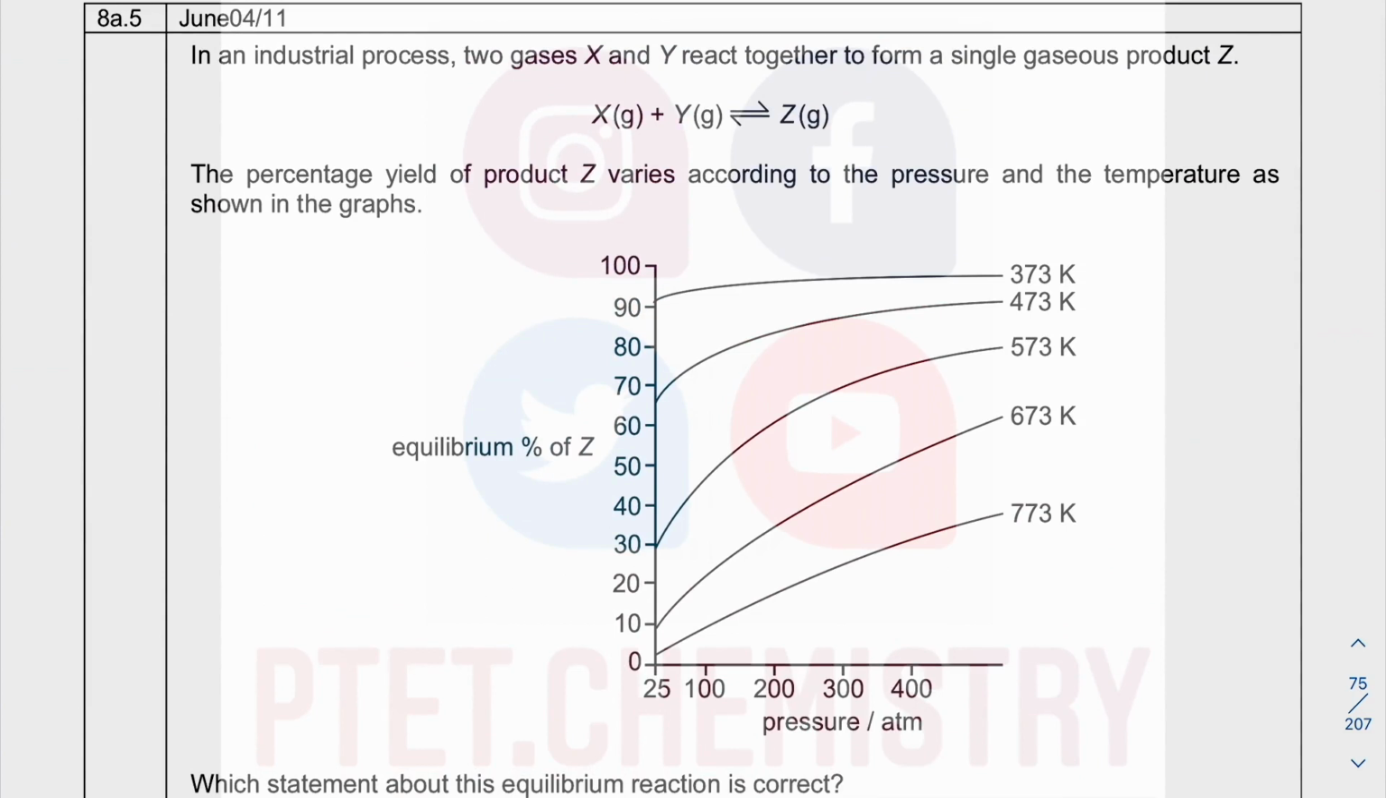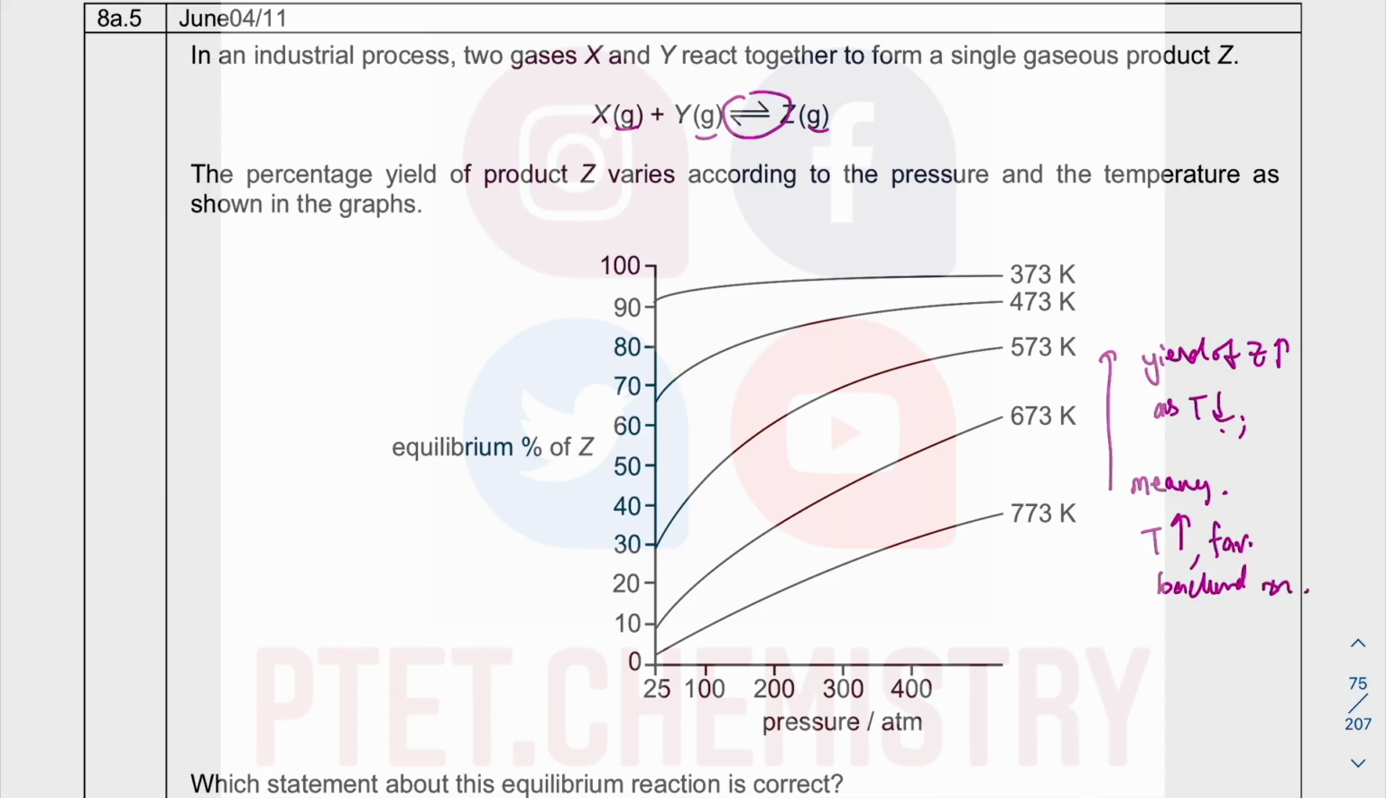So this is just a reaction between two gases, and they are in equilibrium. And the percentage yield is shown according to the various pressure and various temperature. So what can you see? The yield of Z increases as temperature decreases. So meaning temperature increase, it will favor backward reaction, because as temperature increases, you get lesser Z. All right, how about pressure?